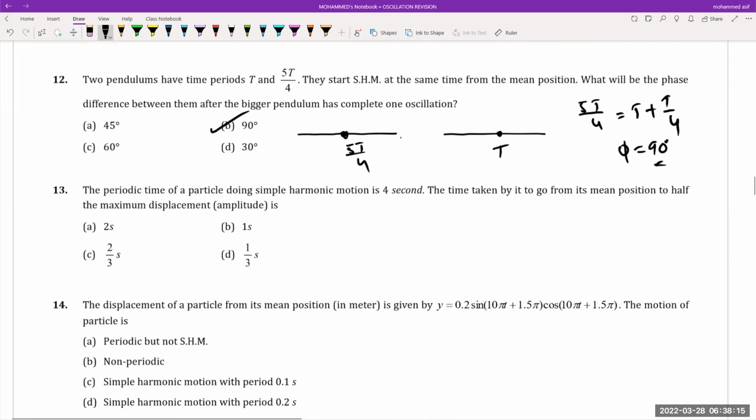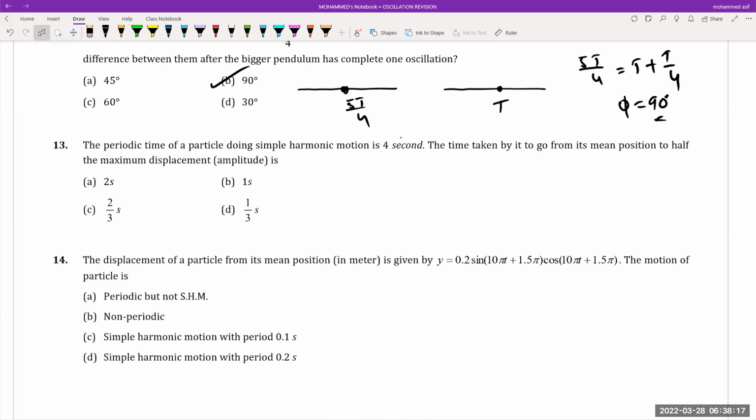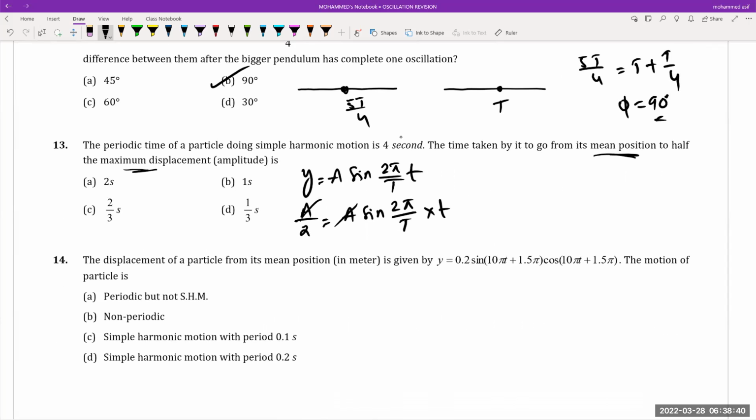Next one. The periodic time of a particle doing simple harmonic motion is 4 seconds. The time taken to go from the mean position to half the maximum amplitude will be equal to how much? So y equals a into sine 2 pi by capital T into t. What is the value of y? It is a by 2, so a by 2 equals a into sine 2 pi by capital T into t. The a and a cancel. So for what value of sine is this 1 by 2?